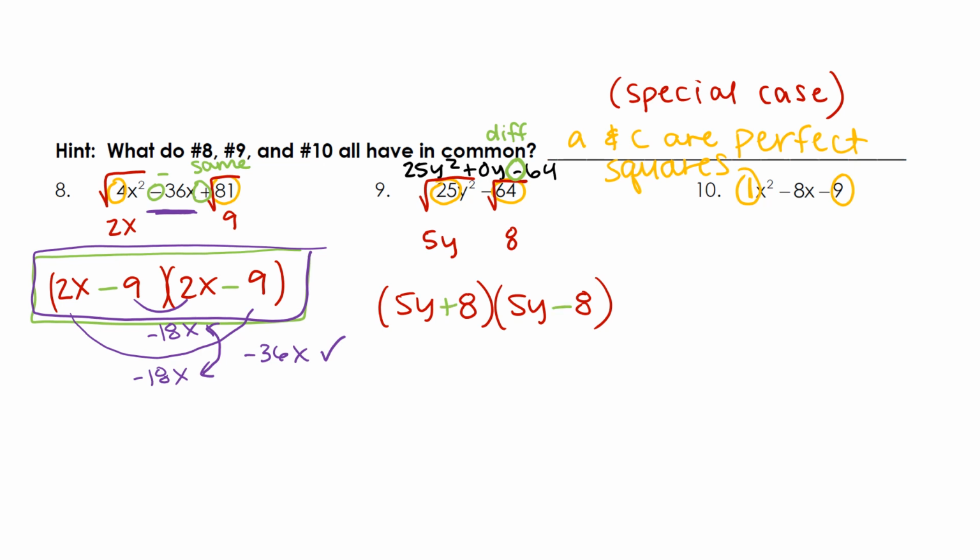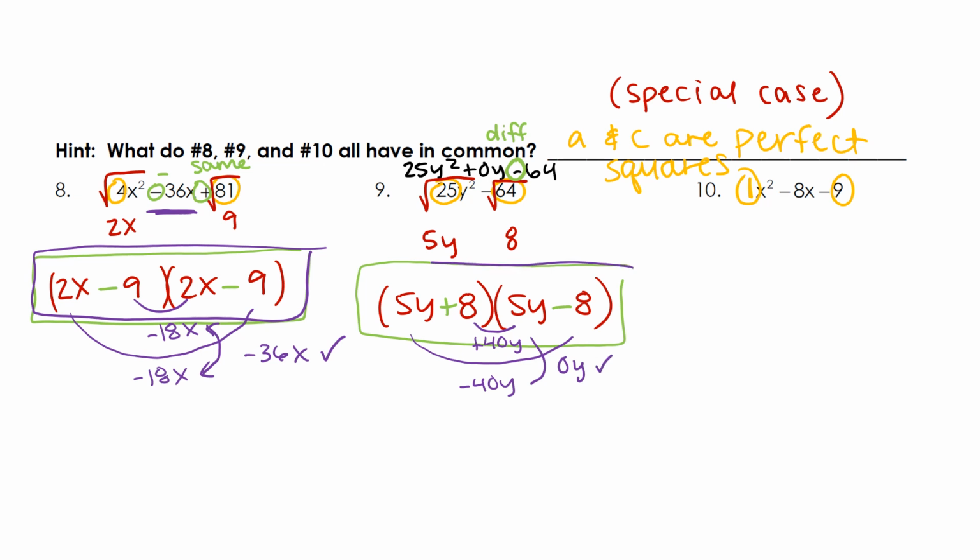And then again, like I said, we do have to check our answer. So if I'm thinking this is the right answer, and I go to check myself, I know first and last are going to give me 25y squared and 64. We've already talked about that. But if I do my outside, I would get negative 40y. And if I do my inside, I get a positive 40y. If I add both of those up, it gives me 0y. They would cancel out, which is exactly what I want to happen in that problem. So I know that checks out. This does end up being my final answer.